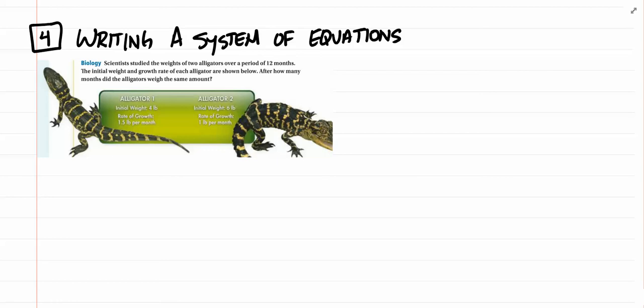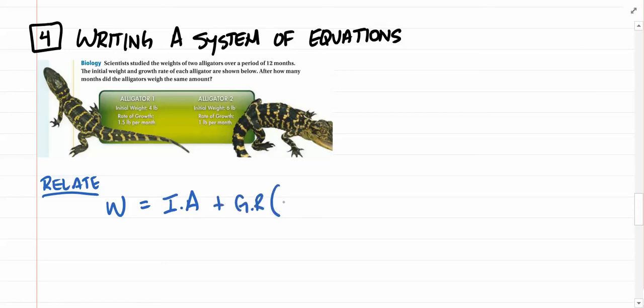So here are the steps that we're going to take. The first thing that we want to do is relate. We want to relate the information that we have. Okay, so what do we know? Well, we know that the alligator weight, which I'll just call W for now, is equal to the initial amount that it starts with, plus the growth rate, whatever that happens to be, multiplied by however long this alligator has been alive, so we'll just call that T for time in months. So it's important to do this step first just to talk it out.